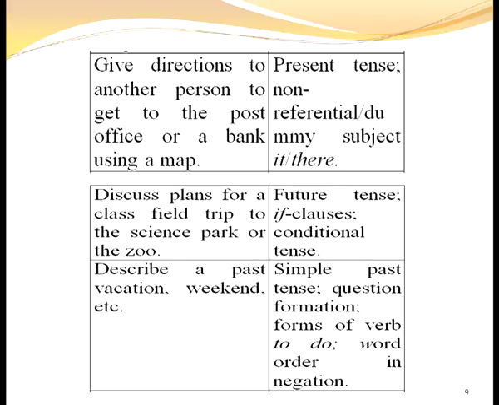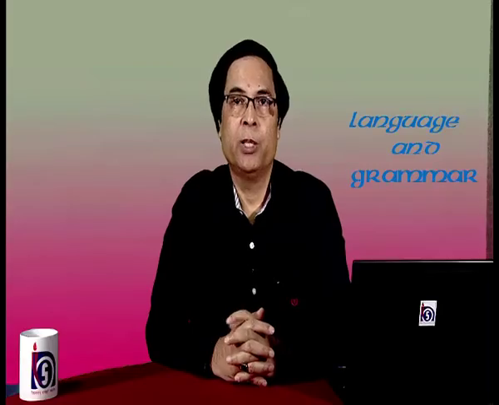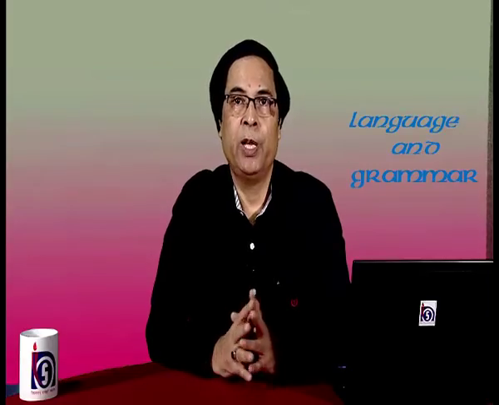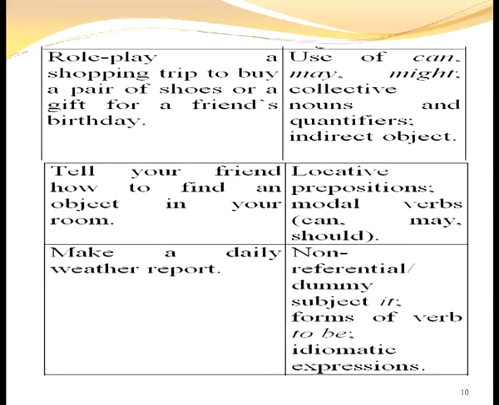If you describe a past vacation, weekend, etc., then you can talk about grammar topics like simple past tense, question formation, forms of verb to do, word order in negation, and so on. Similarly, if you select role play, a shopping trip to buy a pair of shoes or a gift for a friend's birthday, then you talk about use of can, may, might, collective nouns and quantifiers, indirect objects, etc.